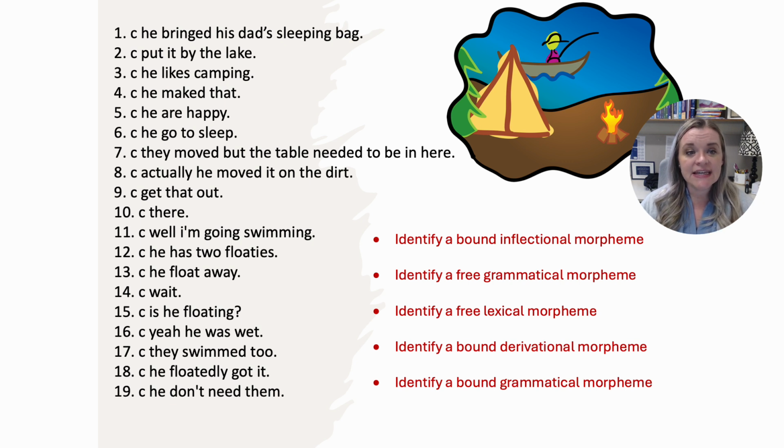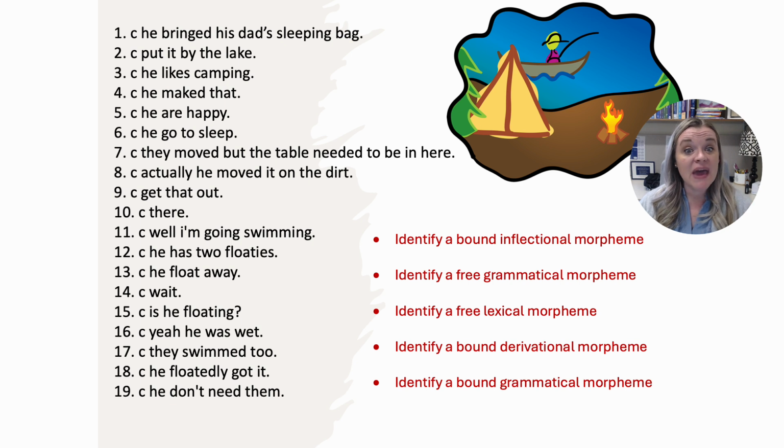Utterance number 3 says he likes camping. And in this case, the like has an S attached to it. That's a third person singular present tense S. And that indicates tense, right? Present tense specifically, and that's one of our 8 inflectional morphemes. So that one is inflectional and it's attached to the word like, so that's bound. So that's a bound inflectional morpheme.